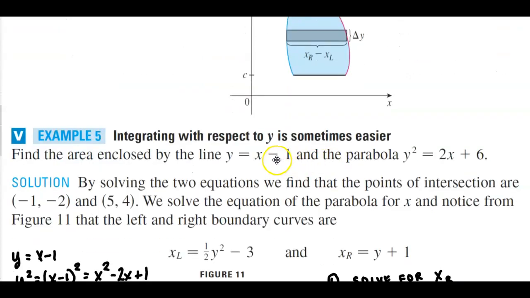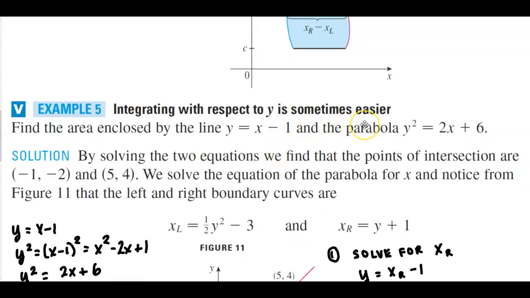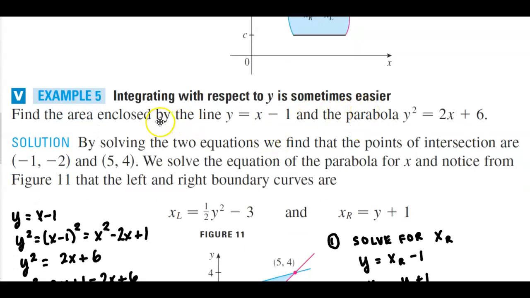Now, integrating with respect to y is sometimes easier. We want to find the area enclosed by the line y equals x minus 1 and the parabola y squared equals 2x plus 6.